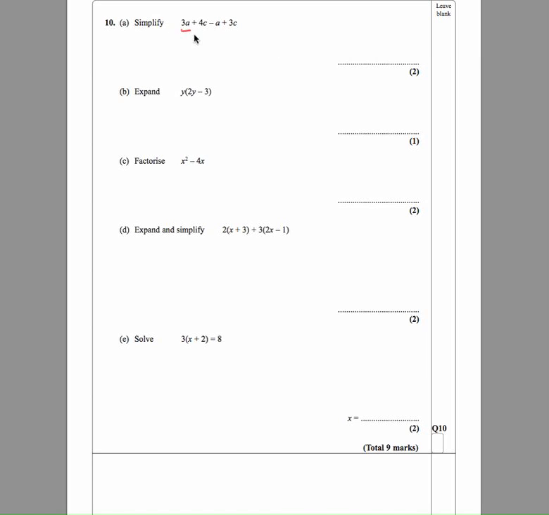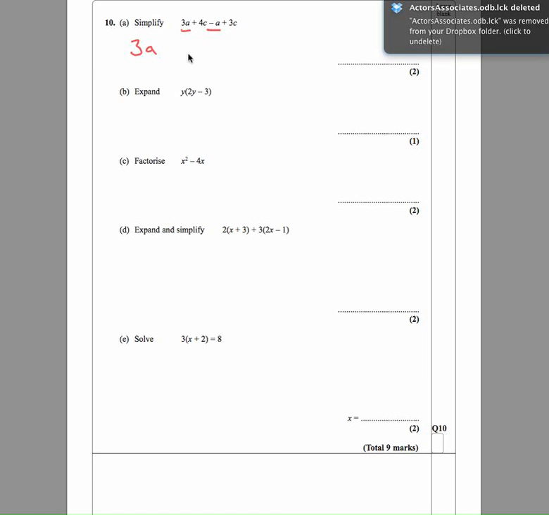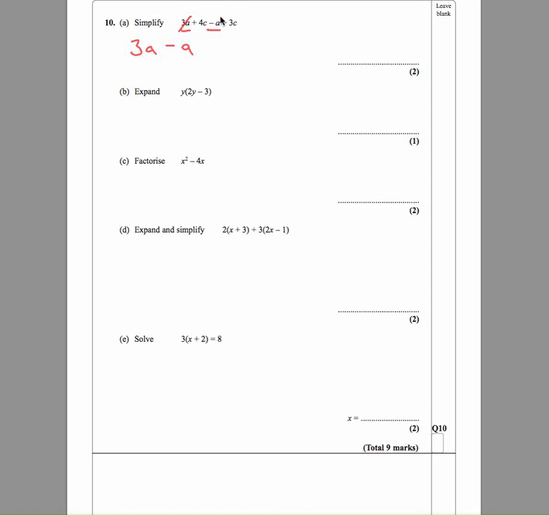Okay, so we can see that we've got a 3a there and a negative a there. So 3a minus a, that gets those two out of the way. And then we've got a plus 4c and a plus 3c. Okay, so we just grouped our c's and our a's. 3a minus an a leaves us with 2a, 4c plus another 3c gives us 7c. Okay, and there's no further compression that we can do with those two.